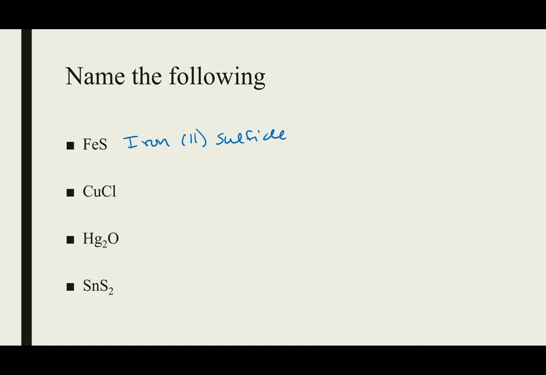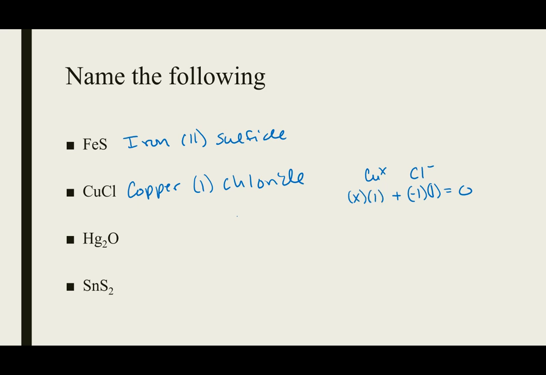CuCl, again, copper, -1. So chlorine is -1. So copper has to be +1 to balance that out. So this is copper 1 chloride. And if you wanted to write that out, just to double check, you can. We get the charge of the chlorine times how many there are. We know that plus the charge of the copper times how many there are would have to be 0. And of course, then X would equal 1.